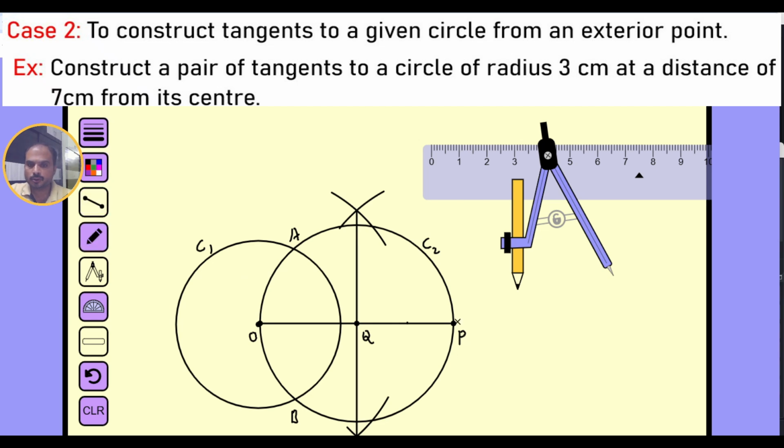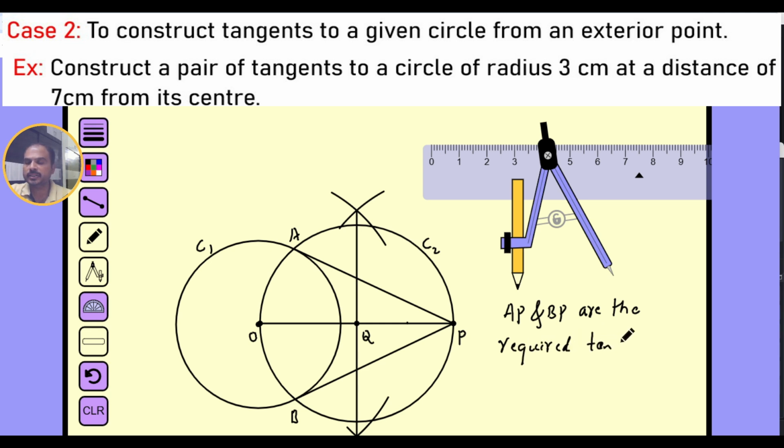Now I will draw tangents: P and A are to be connected, P and B to be connected. So I can say that AP and BP are the required tangents, and you should not forget to answer the tail questions. You may be asked to find out the length of the tangents. AP is equal to BP is equal to whatever length you get. You should mention the length of the tangent.